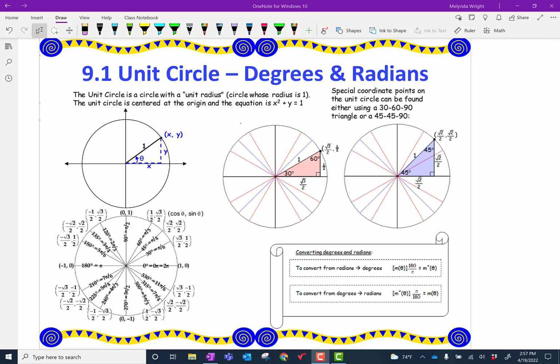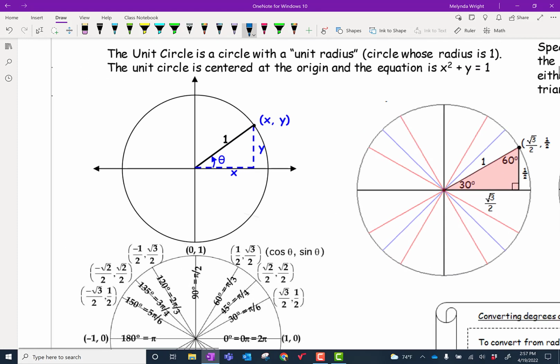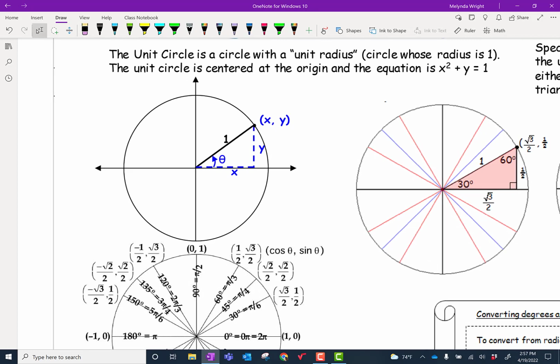All right, let's take a look at our lesson today on the unit circle. Perhaps the word unit is familiar to you. It really means the unit of one. As we look at this circle, this is the unit circle, we see the radius is 1. That's why it's called the unit circle.